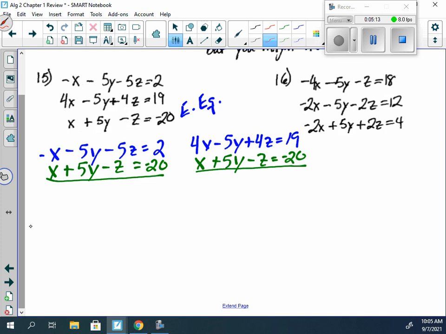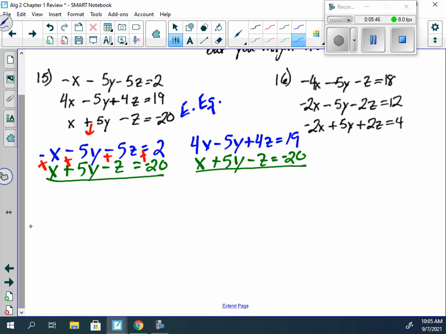So we have negative 5y on top, positive 5y on bottom. So would we add or subtract? Well, we can always check it. Negative 5 minus 5 would be negative 10. Negative 5 plus 5 would be 0. So either way, when we add or subtract, just go on and actually do the addition and subtraction. Don't just assume they do cancel out.